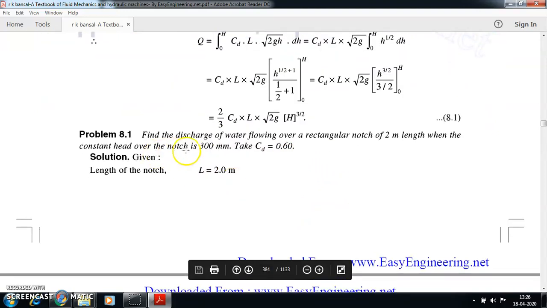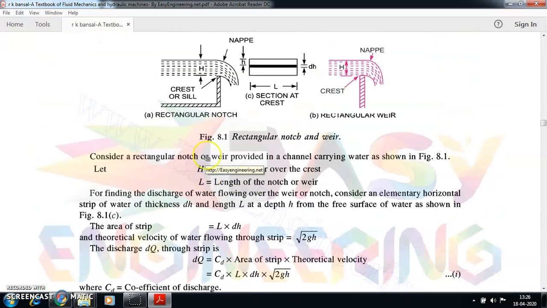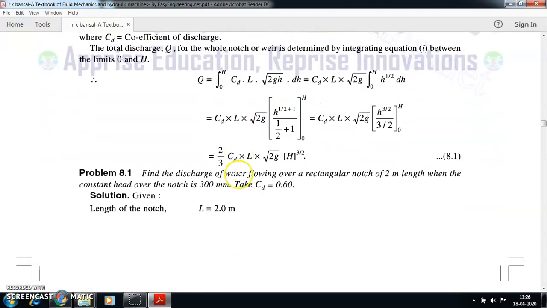Okay. Now if you see the numericals on rectangular notch, let us go for the first problem. We have to find the discharge of water flowing through a rectangular notch of 2 meter length when the constant head over the notch is 300 mm. Let us again see the terminologies very clearly. This is the head over the notch, your capital H value. In the Q equation, the variables involved are the head over the notch, the length of the rectangular notch, and the CD value. G is known to you, all the other things are constant.